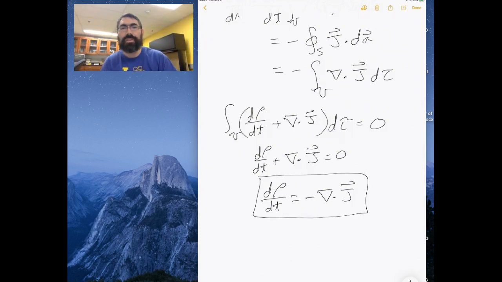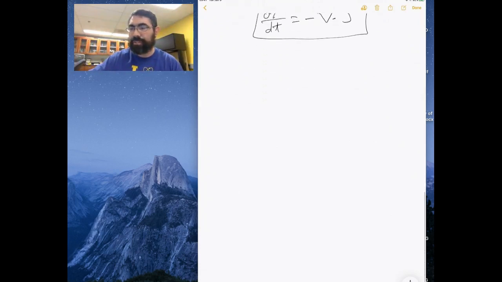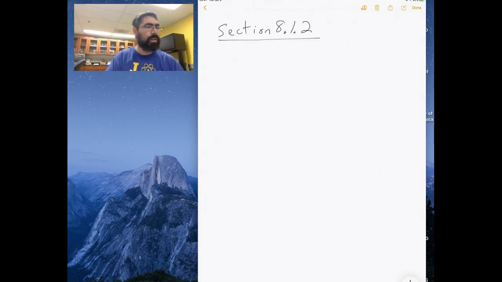So just another way of saying that charge is conserved in our local system. Okay, so that's charge. Why don't we move on and start taking a look at some other quantities, like the energy. And so this is in section 8.1.2, where now let's take a look and see how we can apply energy conservation to electrodynamics.